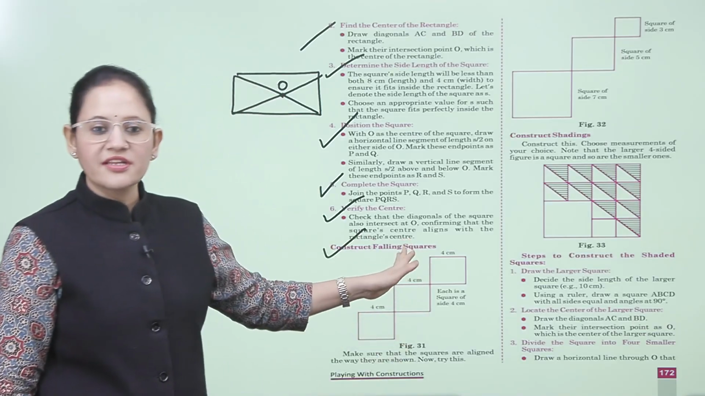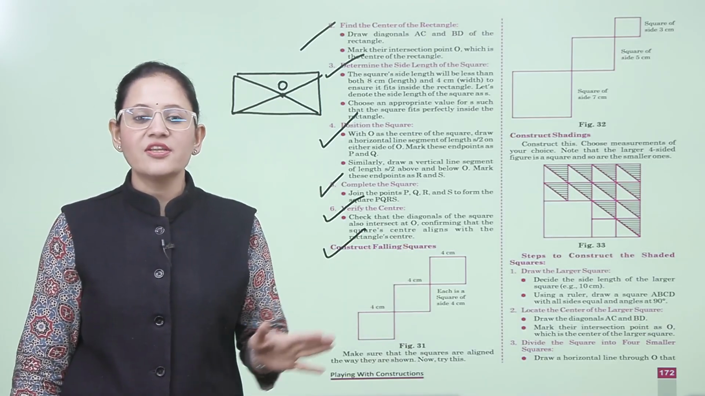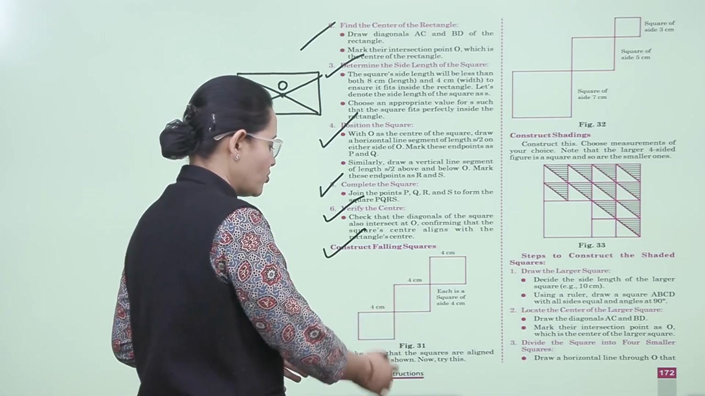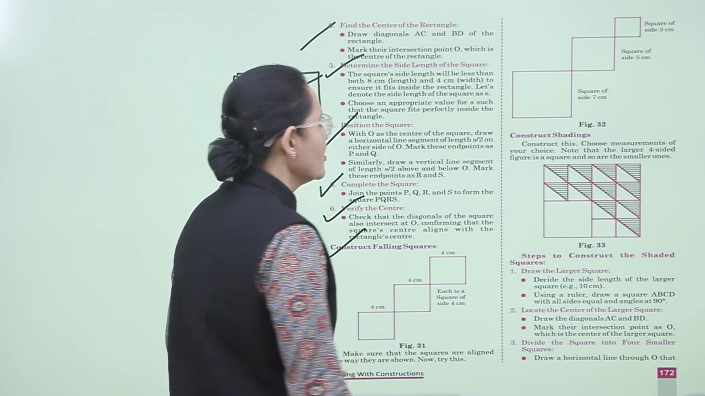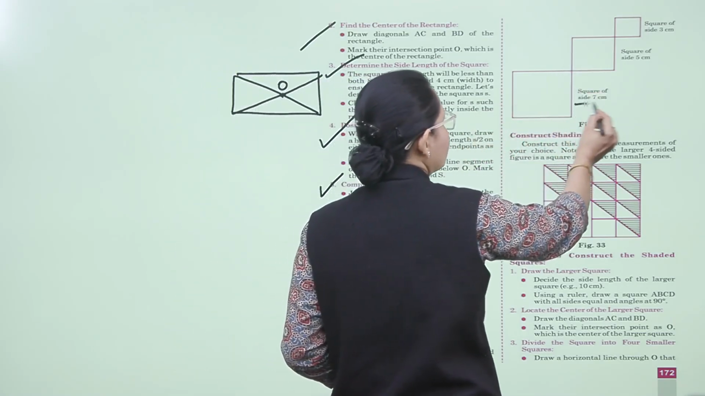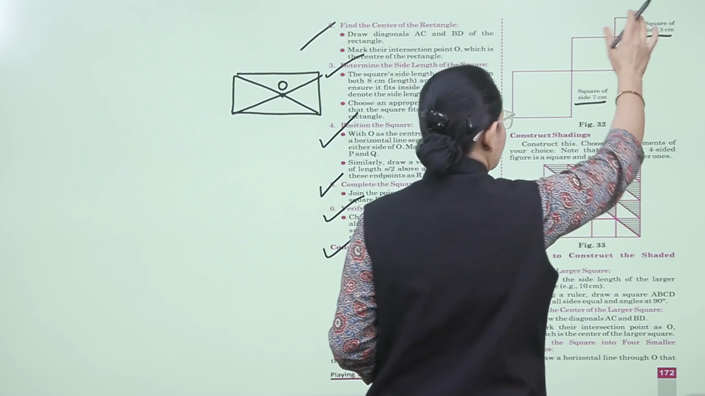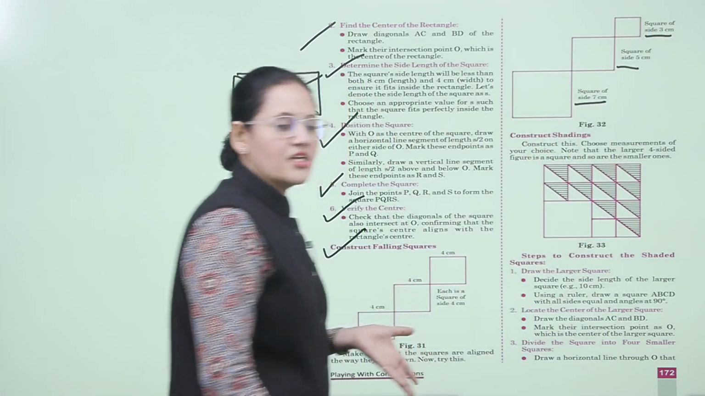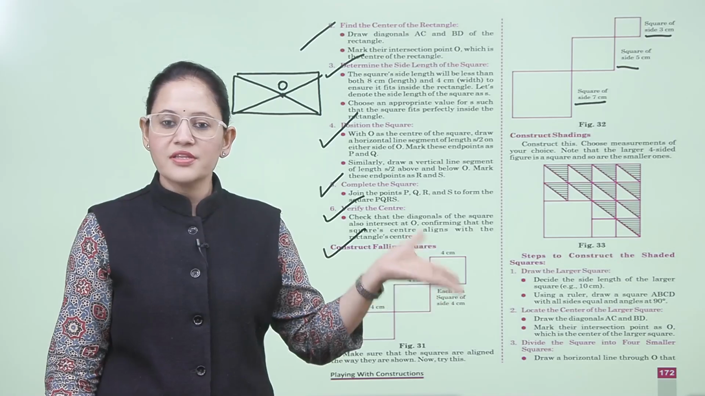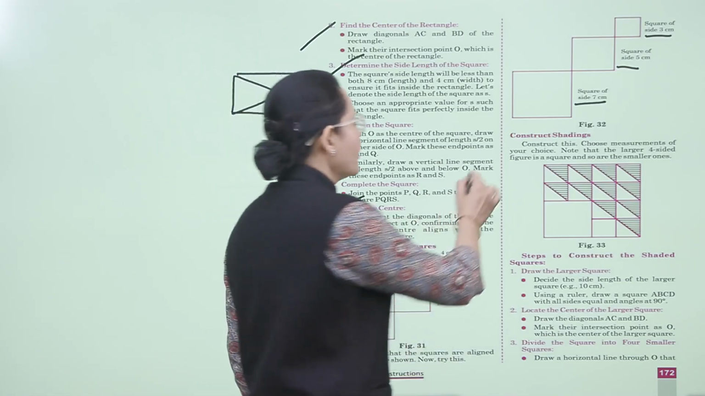So, we have to construct these kinds of falling squares. Make sure that the squares are aligned the way that they are shown. So, they should be aligned like this, as shown in the figure. Now, we have to try this. So, we'll make a square of side 7 cm, this is a square of 5 cm and this is a square of 3 cm. So, using the ruler and protractor, we can draw these falling squares. Clear?